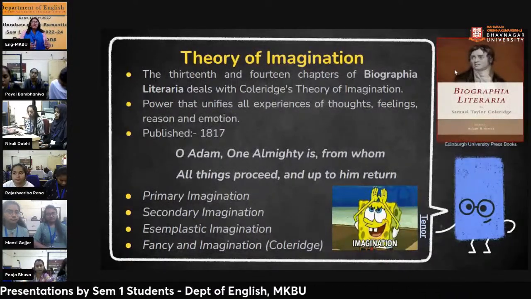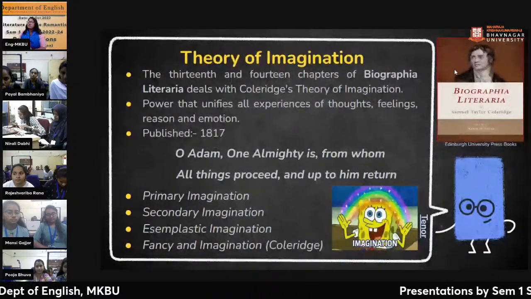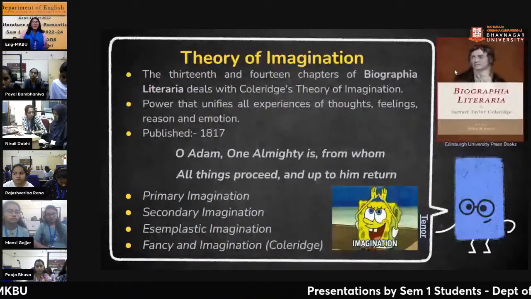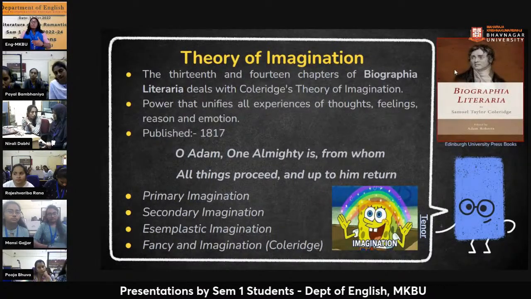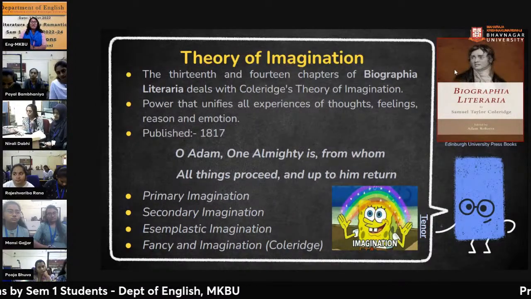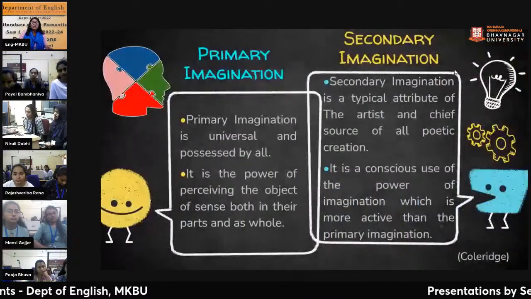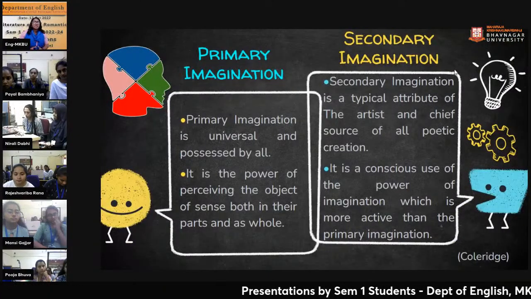He divided the theory of imagination into two sections: primary imagination and secondary imagination. Esemplastic imagination is not a type of these two imaginations, but a supreme type of imagination, and he differentiated fancy and imagination. So now, primary imagination. Primary imagination is universal and possessed by all.